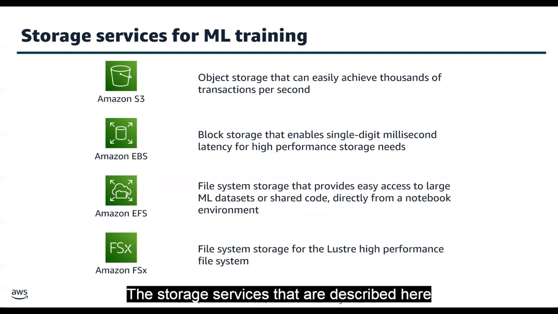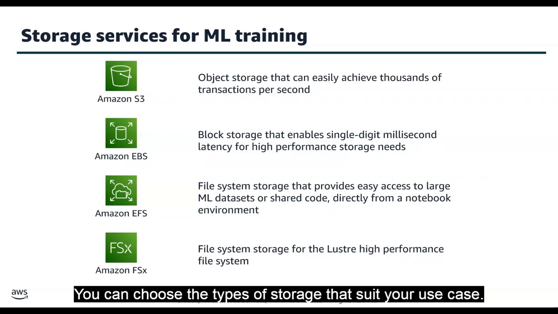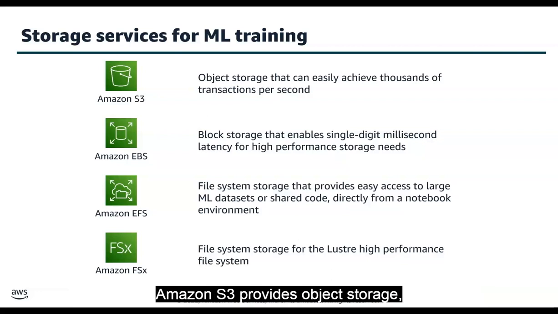The storage services that are described here provide for the size, type, and speed of processing that are required to develop models. You can choose the types of storage that suit your use case. Amazon S3 provides object storage, Amazon Elastic Block Store or Amazon EBS provides block storage, and Amazon Elastic File System or Amazon EFS provides file system storage. Amazon FSx provides storage for high-performance file systems such as Lustre.